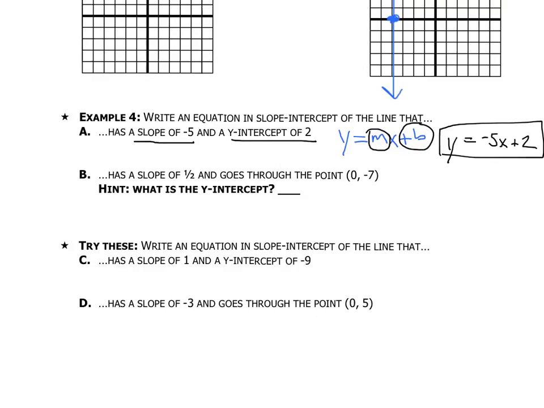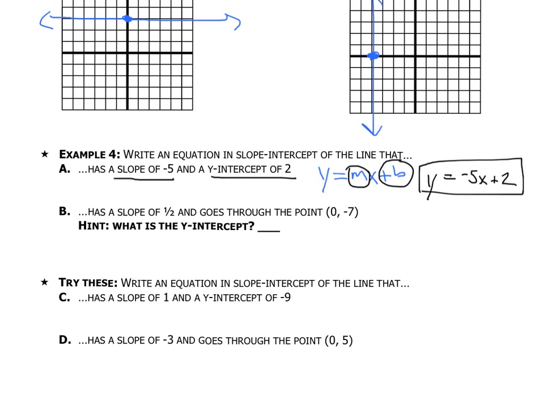Okay, and b has a slope of 1/2 and goes through the point (0, -7). If I were to go up here, and let's just take, for example, (0, -7), that's 0 in the x direction, and then -7. So what do you think is going to be the y-intercept? If it does not go anywhere in the x direction, and that's -7. If you guessed that -7 is my y-intercept, well then you're correct.